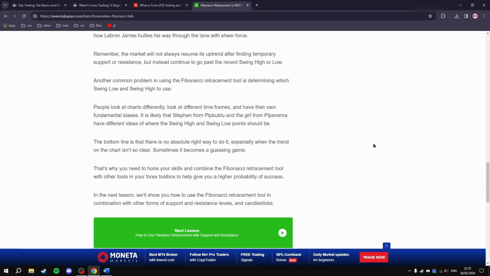This is why you need to hone your skills and combine the Fibonacci retracement tool with other tools in your Forex toolbox to help give you a higher probability of success. In the next lesson, we'll show you how to use the Fibonacci retracement tool in combination with other forms of support and resistance levels and candlesticks.